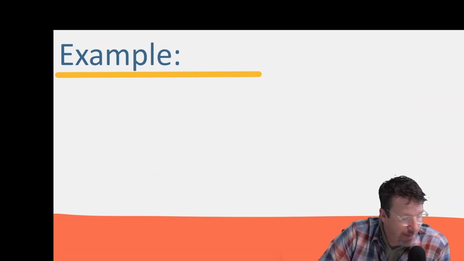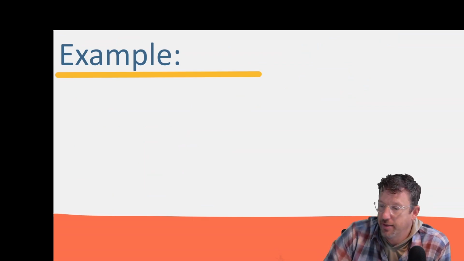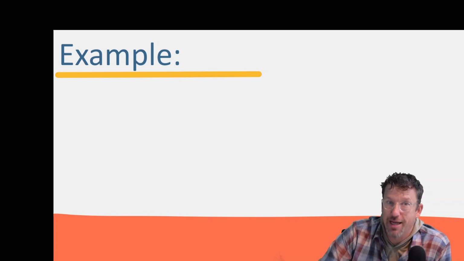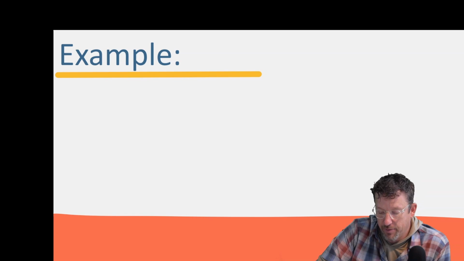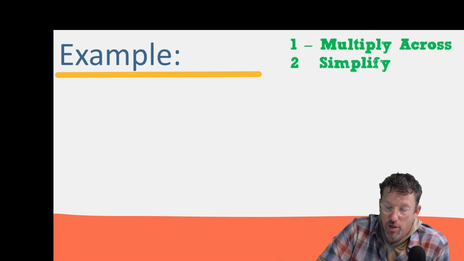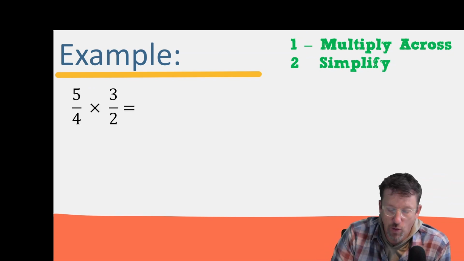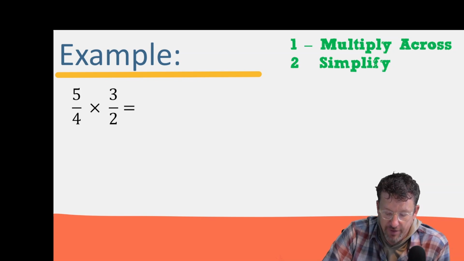Now, remember that multiplication nugget. If you remember to try to simplify diagonally before you do a problem, you can make simplifying so much easier. All right, so let's take an example right here. Remember, multiply across and then simplify. So 5/4 times 2/3. Let's always look first and see if there is a way that we can simplify diagonally.